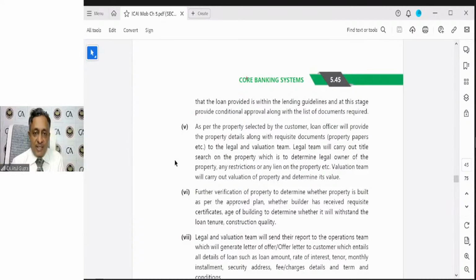As per the property selected by the customer, the loan officer will provide the property details along with requisite documents, property papers, to the legal and valuation team. From here, because the property has to be mortgaged, validation has to be done. The legal team will carry out a title search on the property, which will determine the legal owner of the property and any restriction or lien on the property. That was the question that I asked. So we have a good answer.